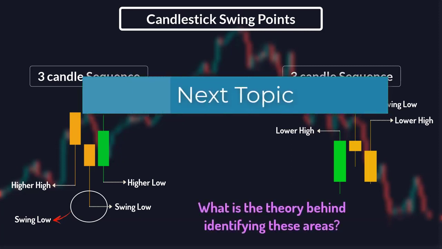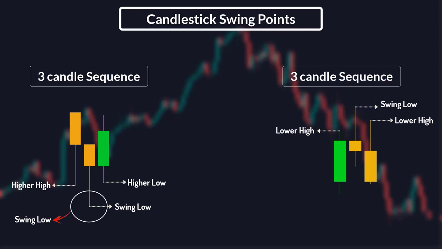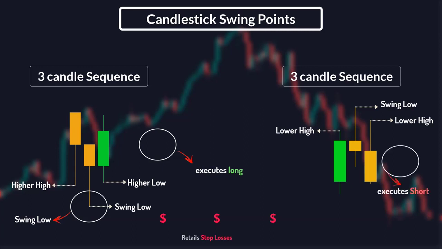So what is the theory behind identifying these areas? If someone executes long positions in this area, they are likely to place their stop loss at the recent swing low. Similarly, if they open a short position from this area, they are likely to place their stop loss at the recent swing high. With this understanding, we refer to the resting sell stop orders located below the swing low as the sell side liquidity. And similarly, we call the resting buy stop orders, accumulated above the swing high, the buy side liquidity.